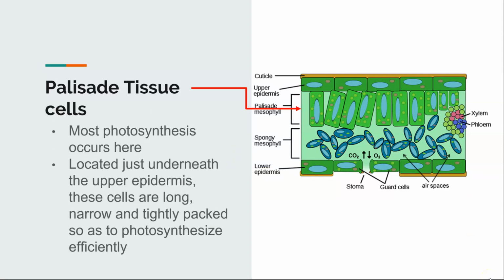Just underneath the epidermis is the palisade layer, also called palisade mesophyll. That's where most photosynthesis occurs. So you can see that these are long cells, they're upright, and they're tightly packed together. Why? Because if photosynthesis occurs here, you want as much photosynthesis to happen as possible.